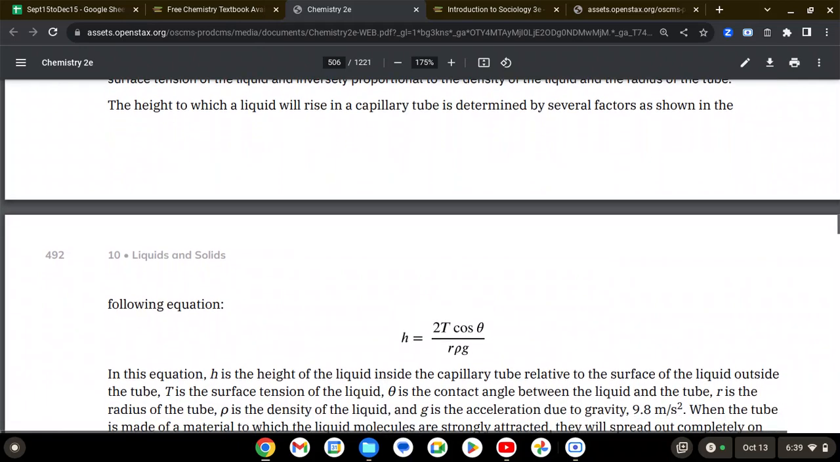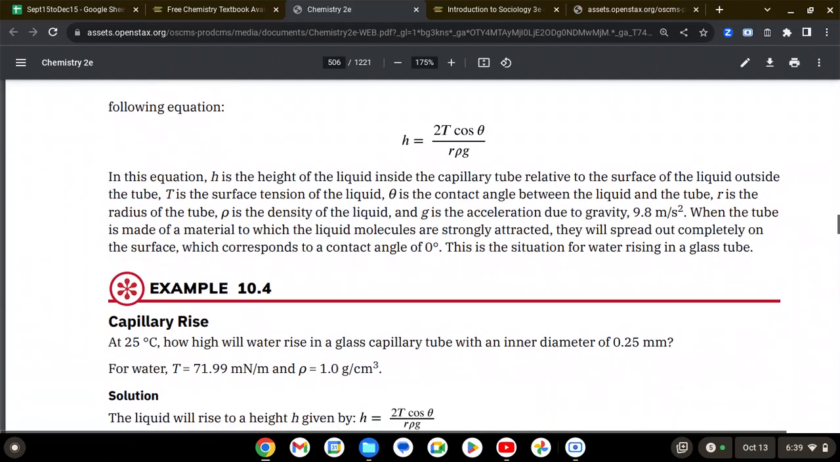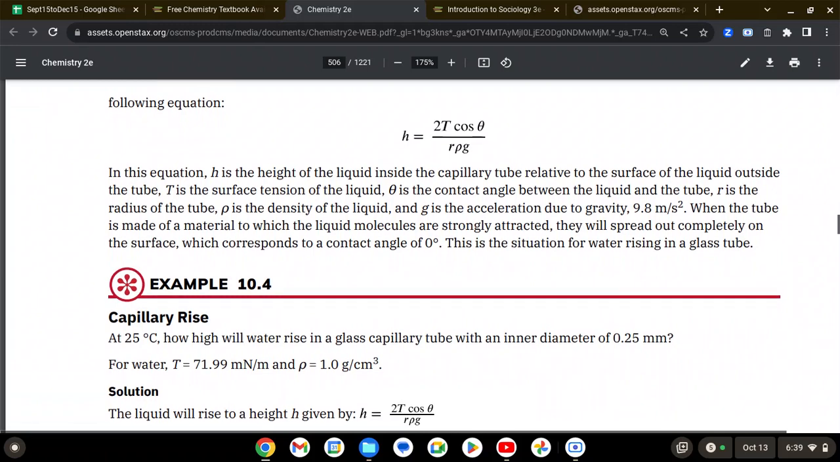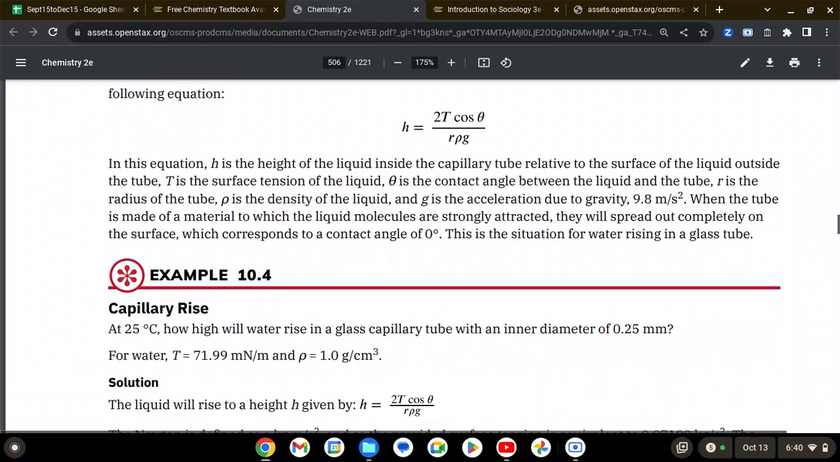The height to which a liquid will rise in a capillary tube is determined by several factors as shown in the following equation. h = 2T cos θ / (rρg). In this equation, h is the height of the liquid inside the capillary tube relative to the surface of the liquid outside the tube. T is the surface tension of the liquid. θ is the contact angle between the liquid and the tube. r is the radius of the tube. ρ is the density of the liquid. And g is the acceleration due to gravity, 9.8 meters per second squared.